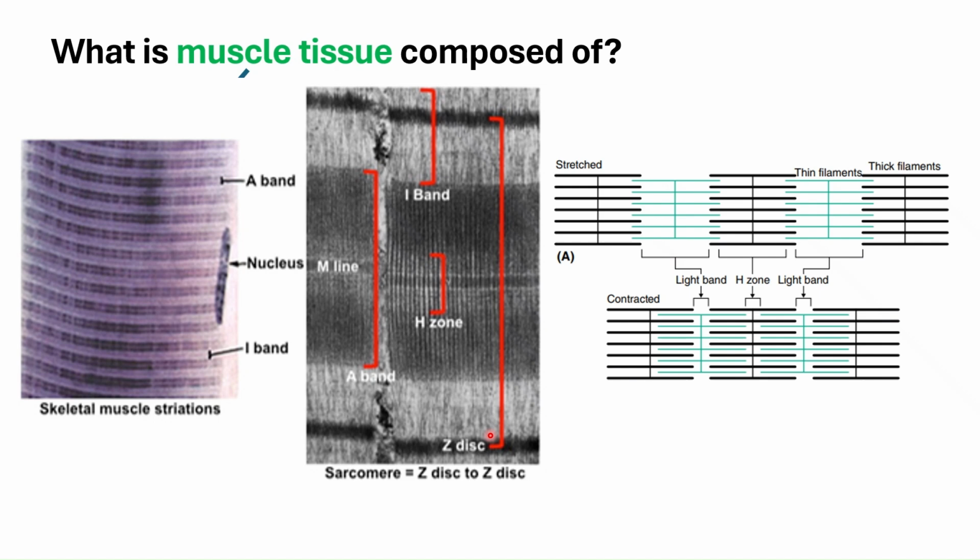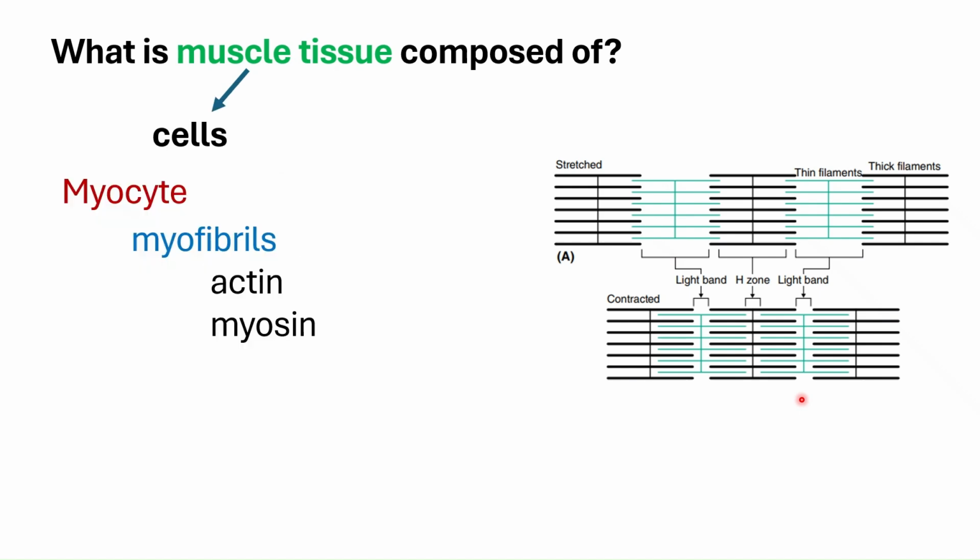Okay? So here you can see that depending on the status of your muscle fiber, if it is stretched, then the bands produced by your thin filaments are wider, and then as the muscle cells are contracting, the light bands, which contain your thin filaments, will become thinner. Okay?